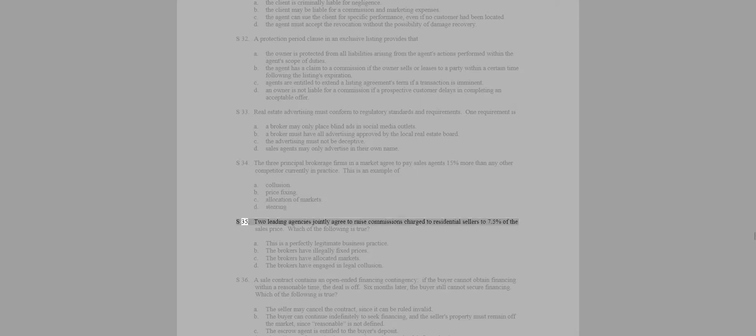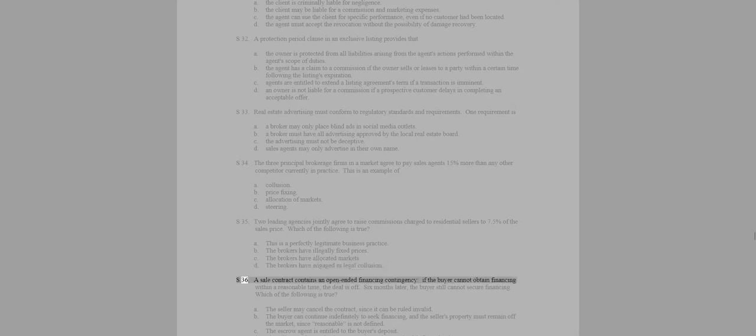S35. 2 leading agencies jointly agree to raise commissions charged to residential sellers to 7.5% of the sales price. Which of the following is true? A. This is a perfectly legitimate business practice. B. The brokers have illegally fixed prices. C. The brokers have allocated markets. D. The brokers have engaged in legal collusion.